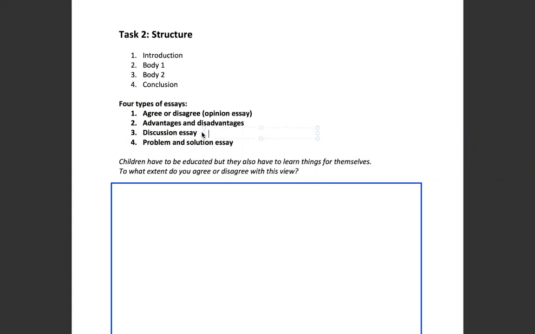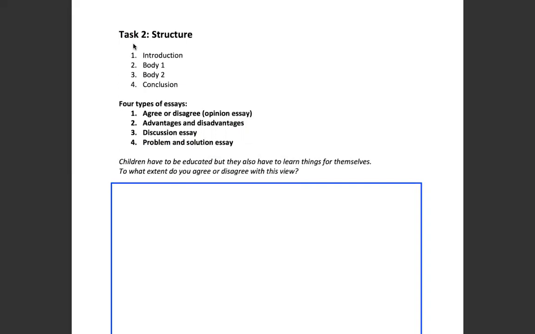When we're asked to discuss something, we have to look at the different sides. So not just what you think and your opinion, but perhaps what other people's opinions are as well. There's always 2 sides to a story. So for us to discuss, we have a look at the different sides. And the last one is a problem and solution essay. So you'll get given a problem, you need to talk about the problem, and then you need to talk about the solution as well.